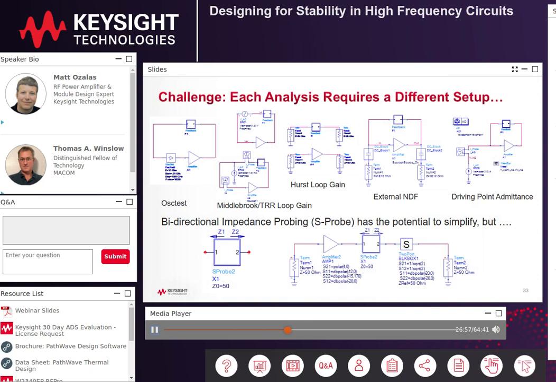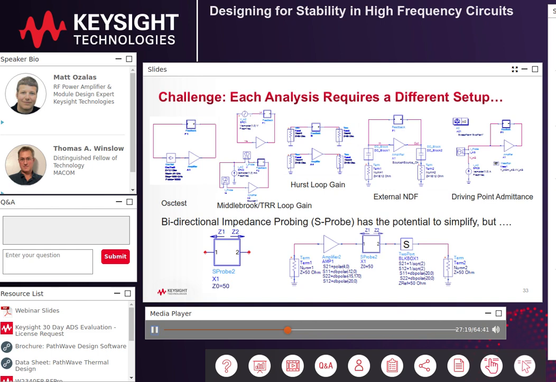Recapping the problem, for each one of the analysis techniques discussed, a different simulation methodology is needed. For the OS test, you need to insert the component. For some loop gains, you need dual stimulus. For NDF, you have to add terminations and toggle your sources. And for driving point admittance, you need an auxiliary source, et cetera, et cetera, et cetera. So how can we simplify this?